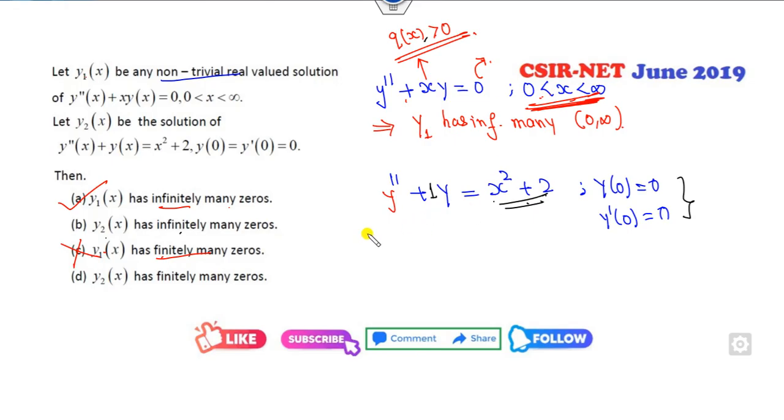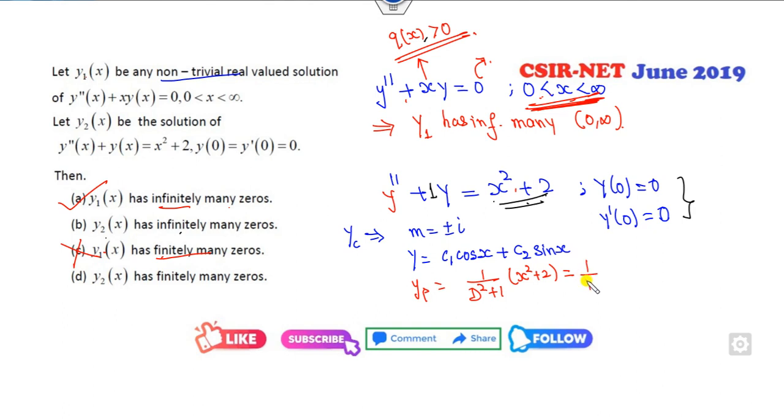Can you find a solution? The complementary solution: m square plus 1, so m will be plus minus iota, so y is c1 cos x plus c2 sin x. Fine. How can you find the particular solution? It will be 1 over d square plus 1 of x square plus 2. So I can do that. 1 over d square is outside, 1 minus 1 over d square is x square plus 2. Fine? No. It's d square plus 1.